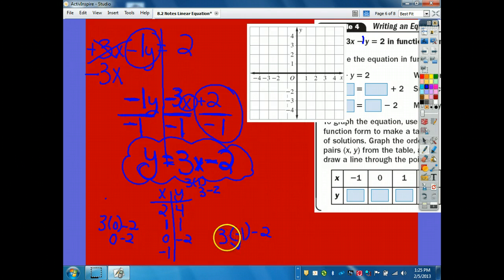Good, because this is what? What's 3 times a negative 1? Negative 3 minus 2, negative 5. All right? Now go over there and plot your line. Good, you got your straight edges out. I saw a bunch of those going. Nicely done.